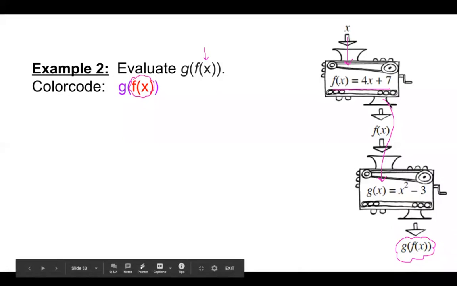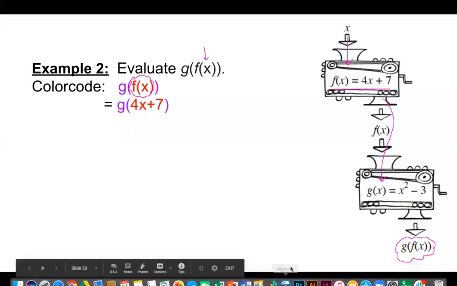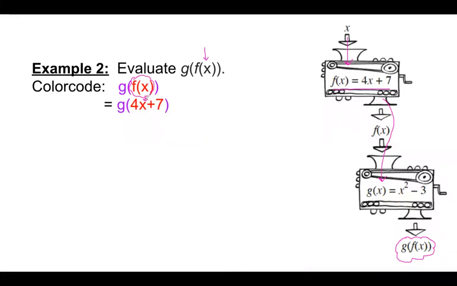So if you look over here at your function machine, your f of x is 4x plus 7. So in my next step, I'm going to replace f of x with what it is, 4x plus 7. Do you see that first step I did there? f of x became 4x plus 7 because, according to the drawing, that is what f of x is.